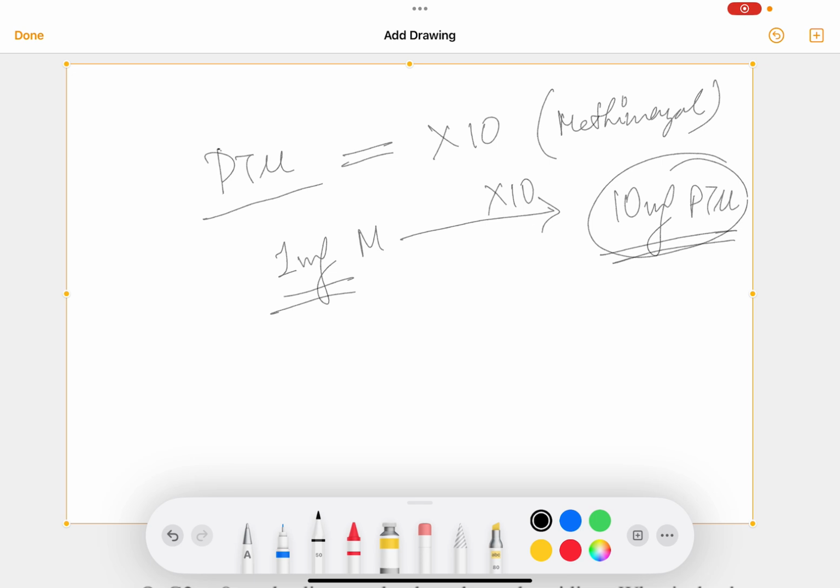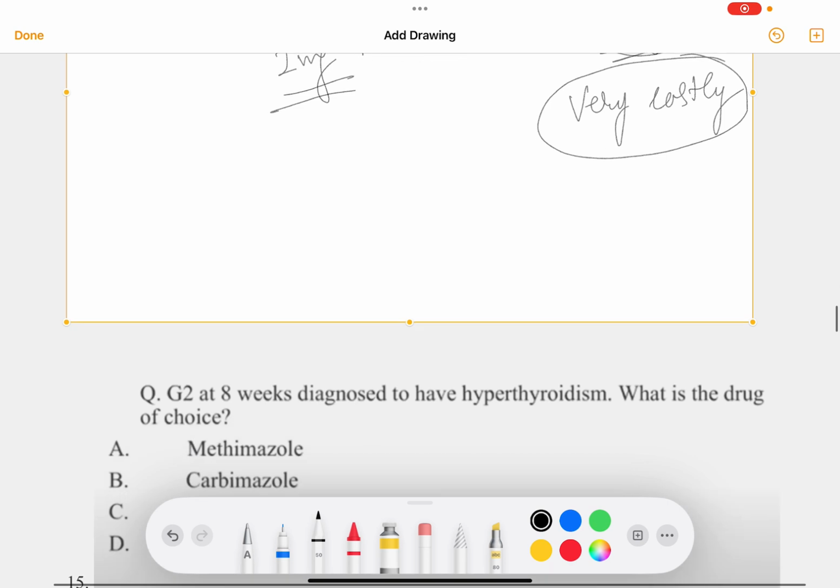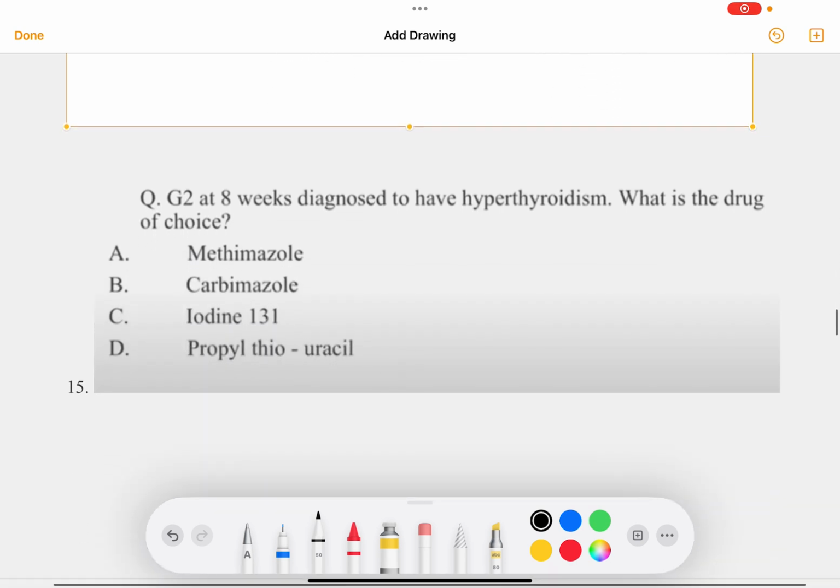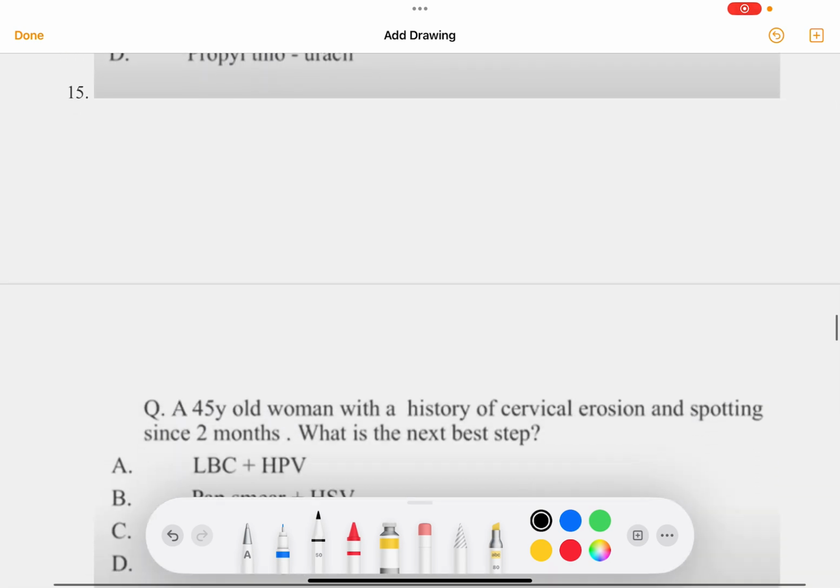After that you can switch over to methimazole, because propylthiouracil is less efficacious, number one, and number two, it is a very costly drug. So that is why most of the patients prefer to take methimazole or carbimazole. Okay. But in pregnancy there is no chance. In first trimester you have to give PTU, propylthiouracil.